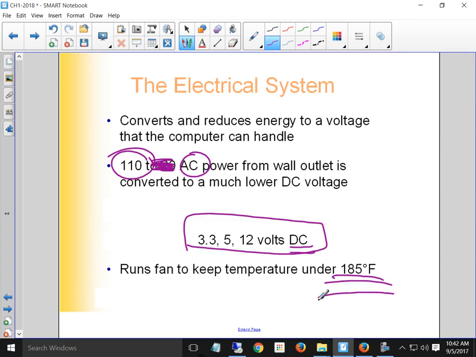So one of the things the power supply does is help circulate air out of our computer. In many computers, it's the only fan that pulls air out of the computer. In decently made computers, it's not the only fan, okay? But if you buy a cheap one online or go to Walmart, that may be the only fan in your computer. Fans cost less than $10.